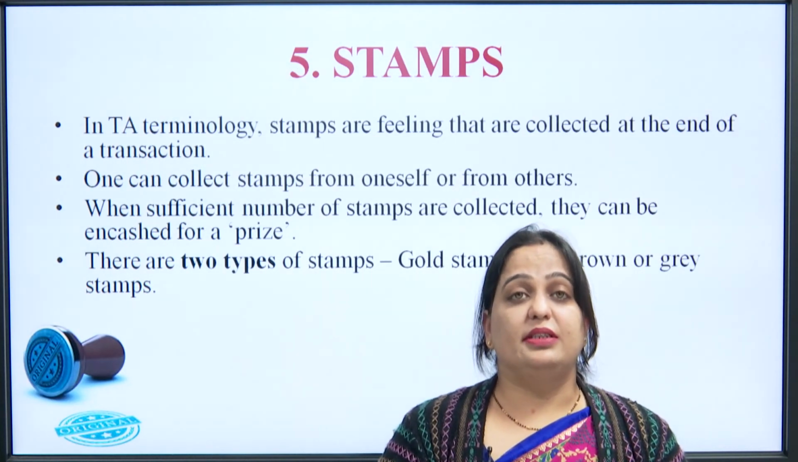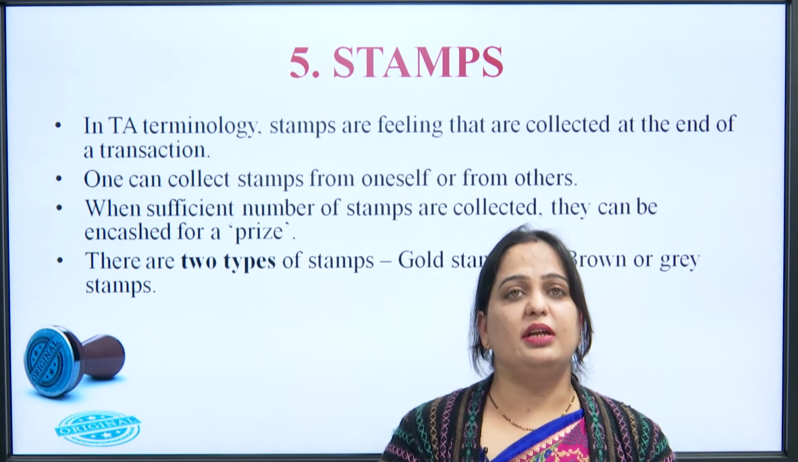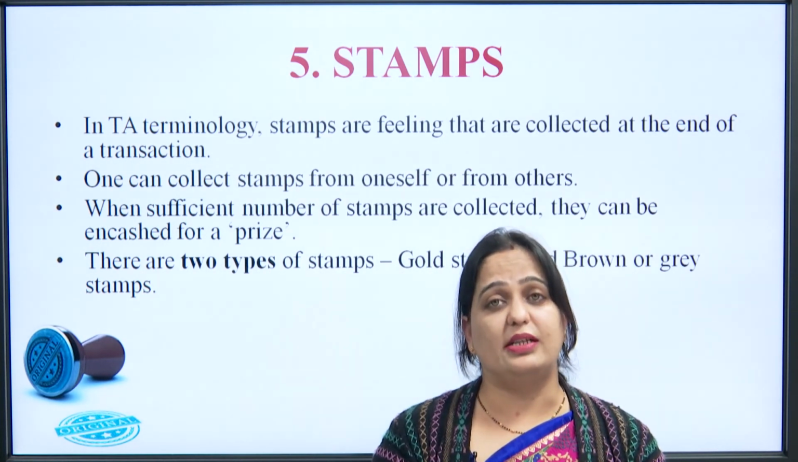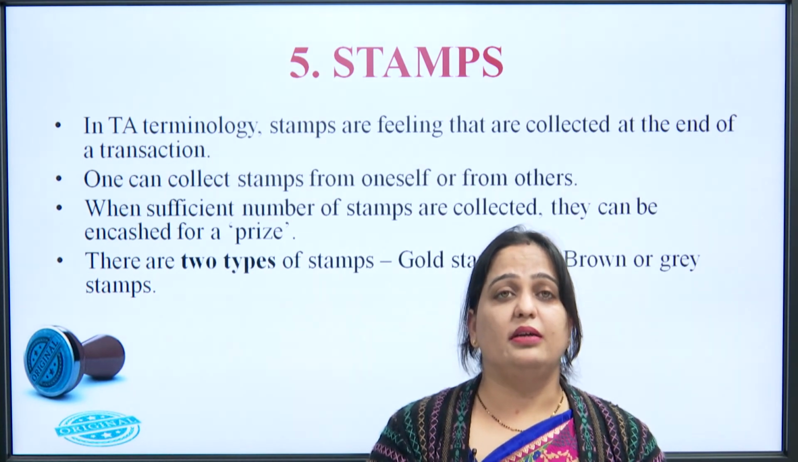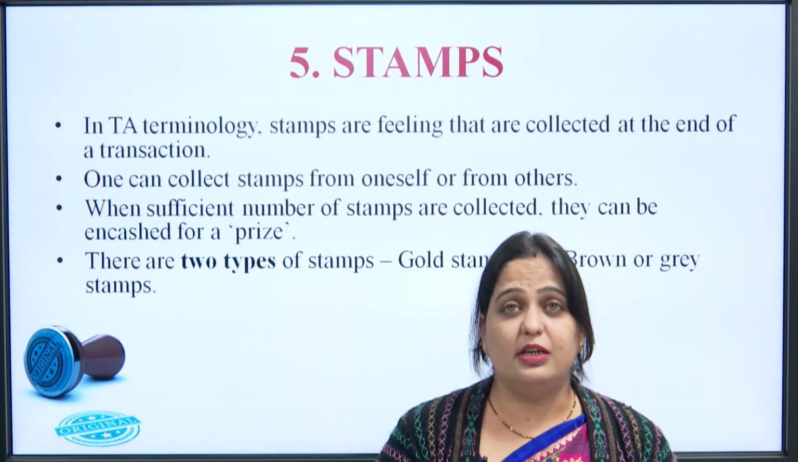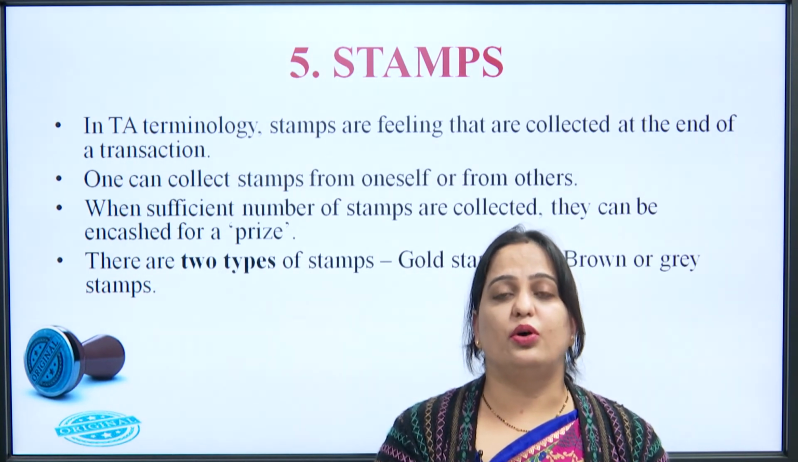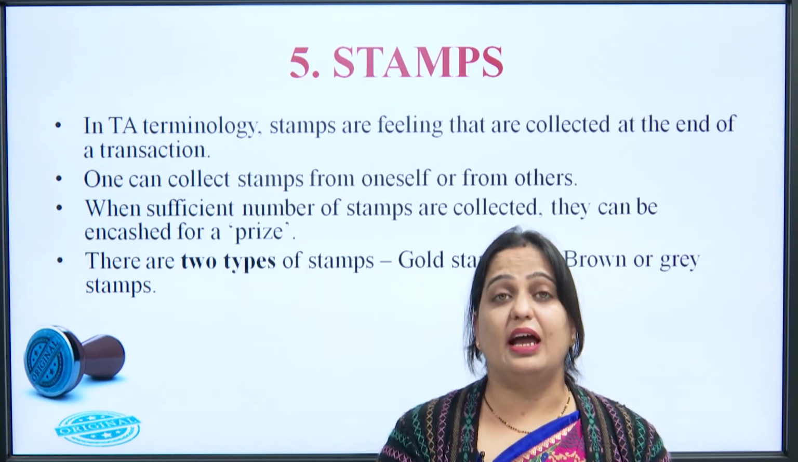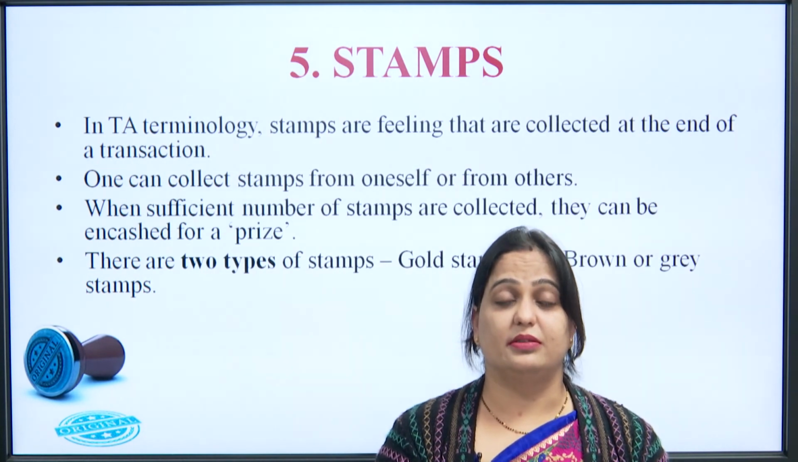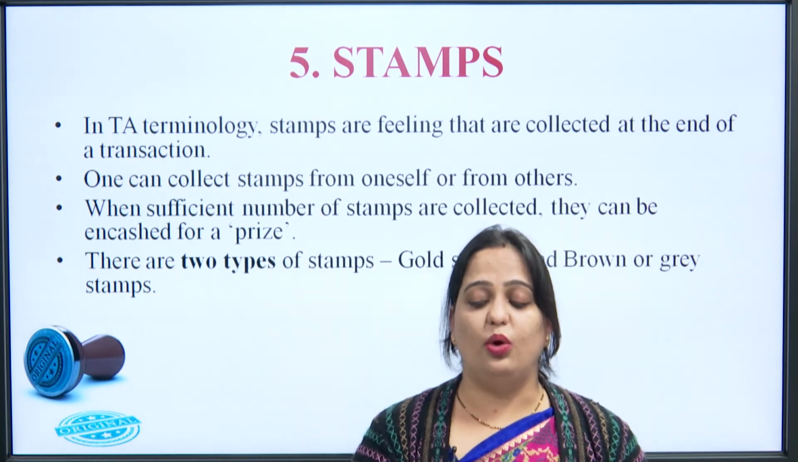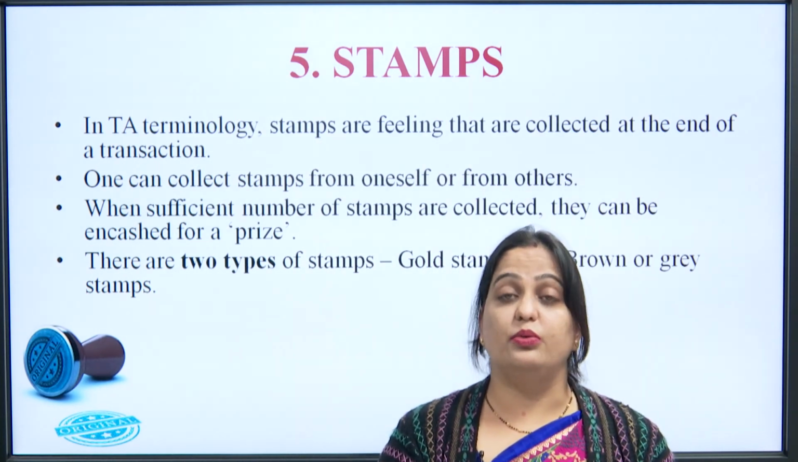Point number 5 is the stamps. In transactional analysis, stamps are feelings that are collected at the end of a transaction. One can collect stamps from oneself or from others. When a sufficient number of stamps are collected, they can be encashed as a prize. Generally, there are 2 types of stamp: one is golden and another one is brown stamp.